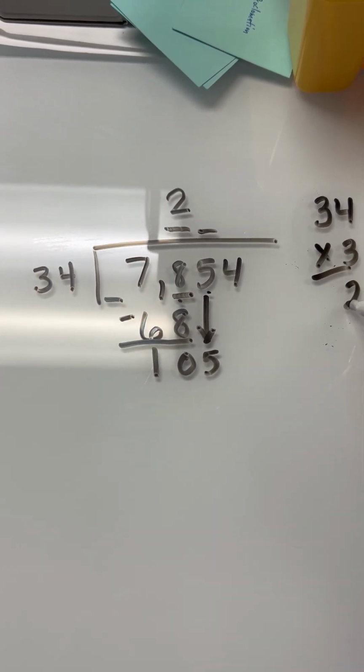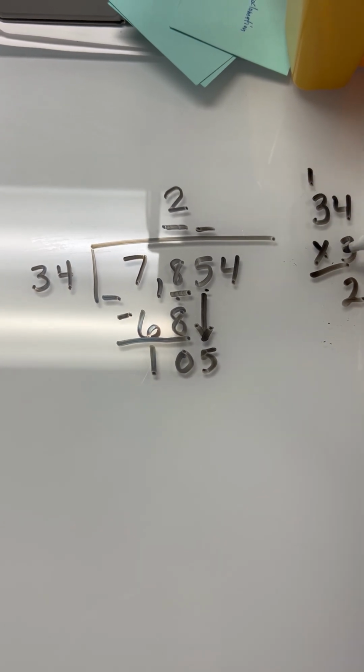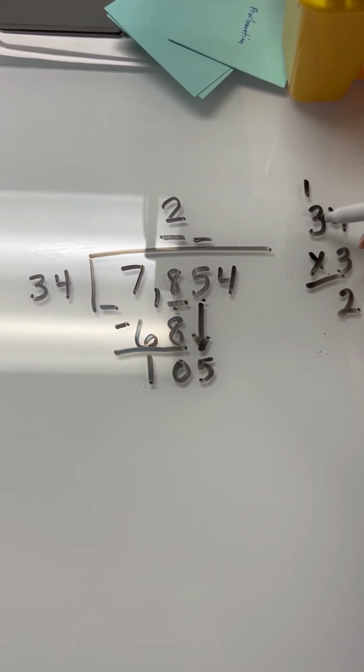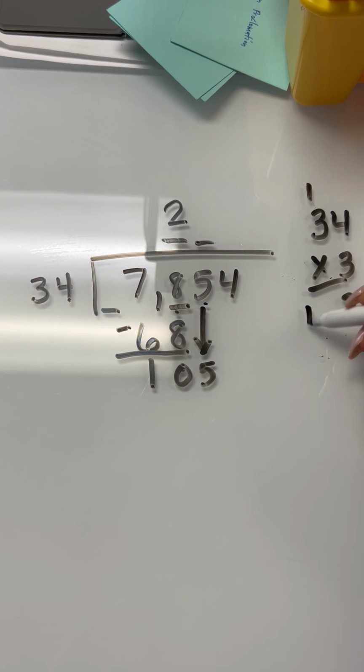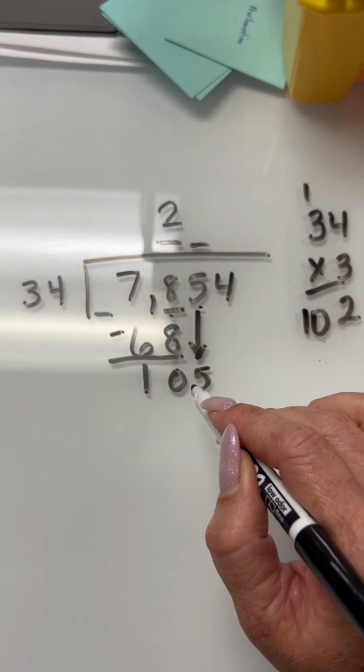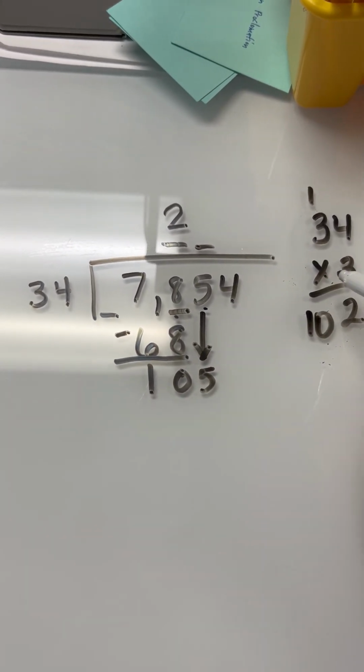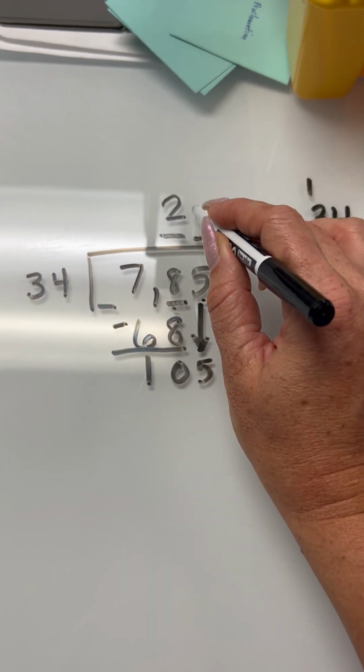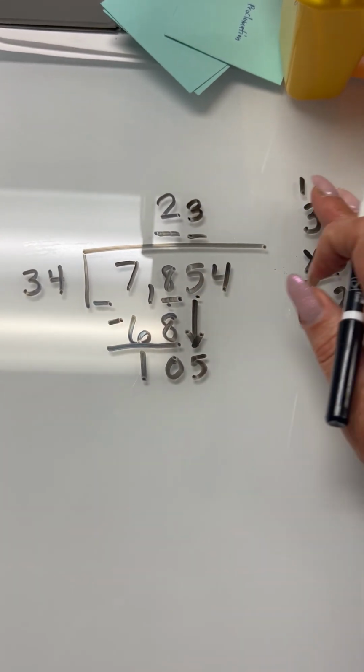3 times 4 is 12. 3 times 3 is 9. Plus 1 gets me to 10. And I know that's pretty close. I'm not going to be able to get any closer. So I take that 3, I write it in the quotient.